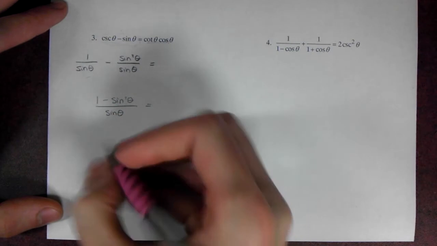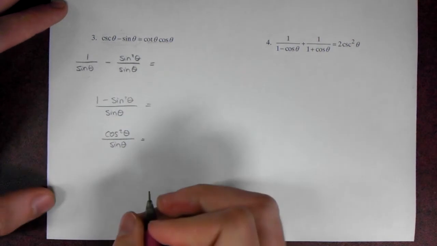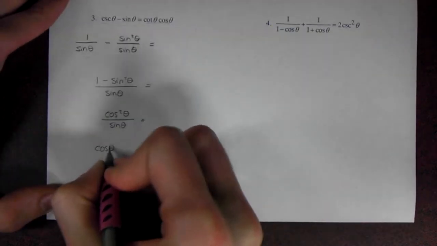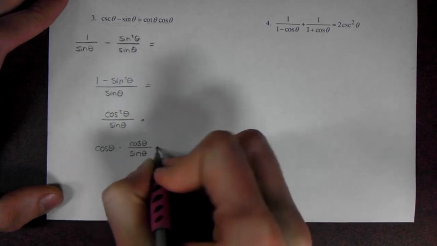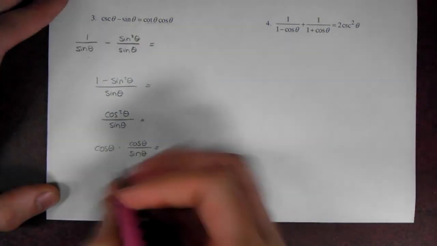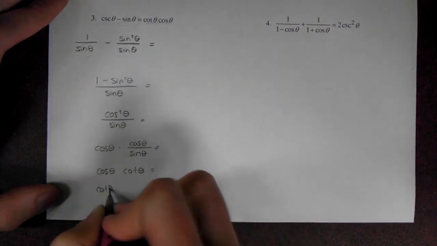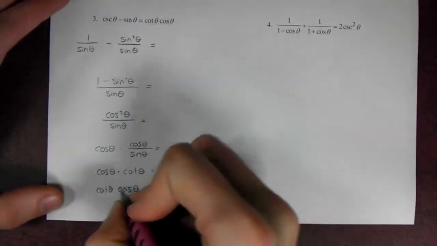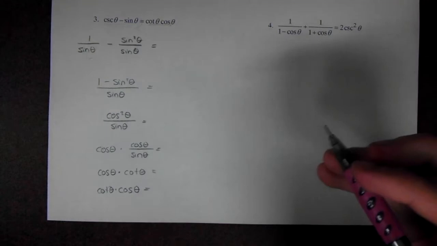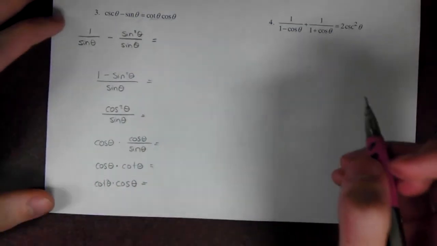And recall that 1 minus sine squared is cosine squared. And finally, that cosine squared is the same thing as cosine times cosine. And that cosine over sine is cotangent. And if you feel so inclined, you can reverse the order there, because multiplication is commutative as well. Okay, so another pretty easy trick there. So we know that we can sometimes split fractions apart. We can also combine fractions if that's the way that the problem tends to work out.